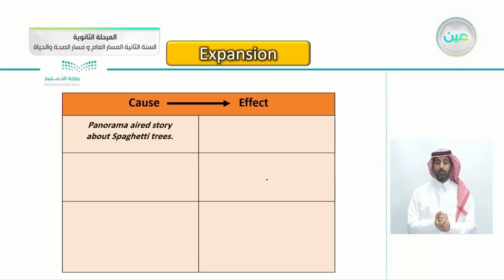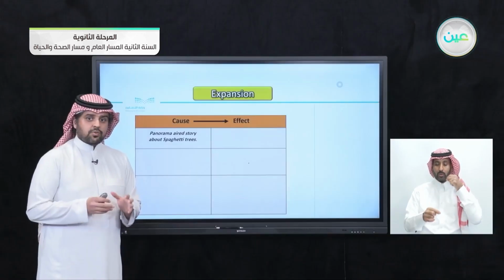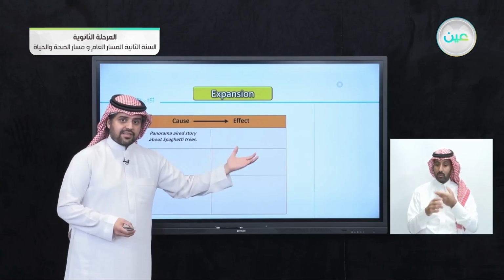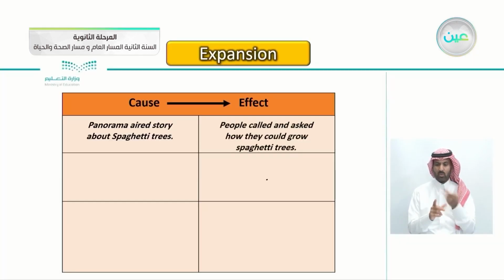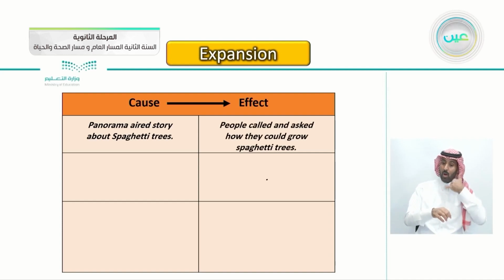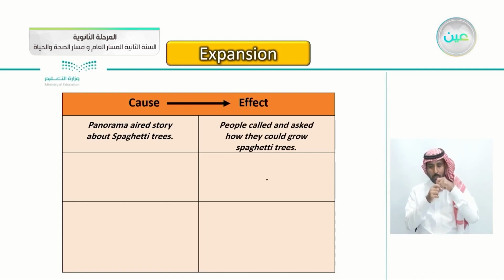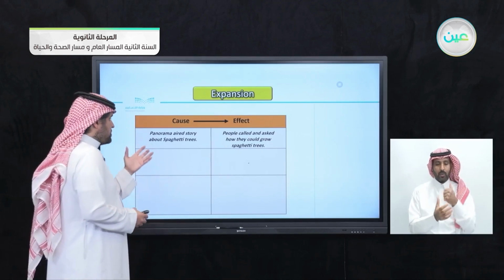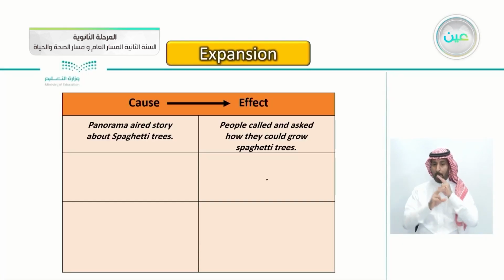Panorama aired story about spaghetti trees. This is the cause. This is what happened. So what was the result? What was the effect? Very good. People called and asked how they could grow spaghetti trees. Of course, there's no such thing as spaghetti trees. So the cause here, Panorama aired story about spaghetti trees. The effect, people started to call and ask how they could grow spaghetti trees.